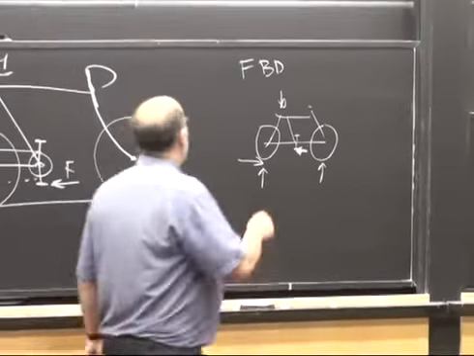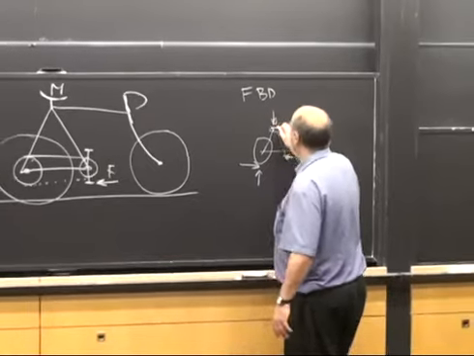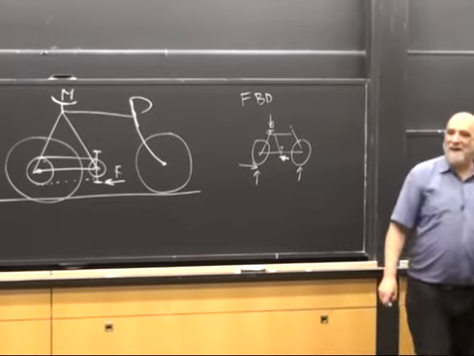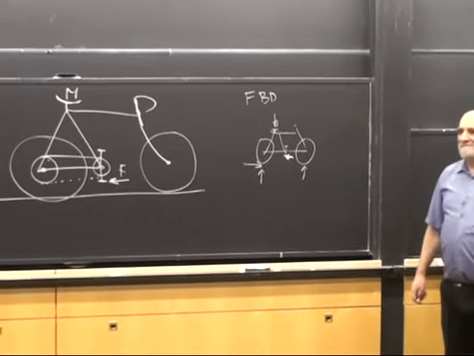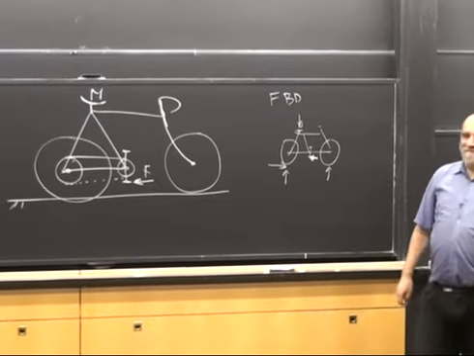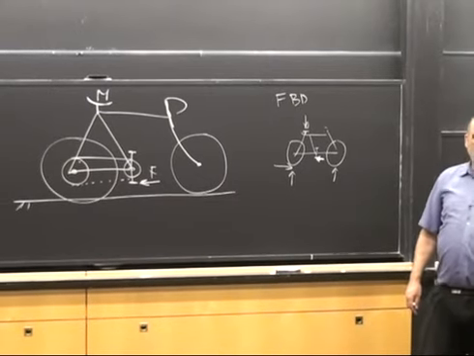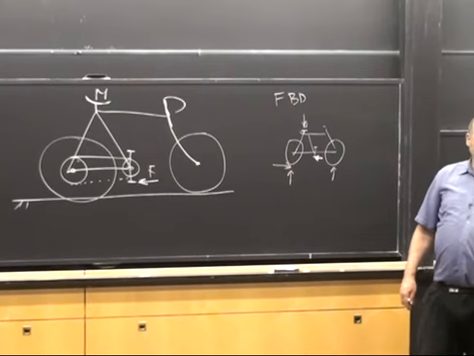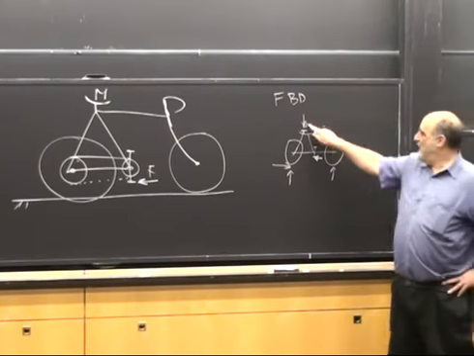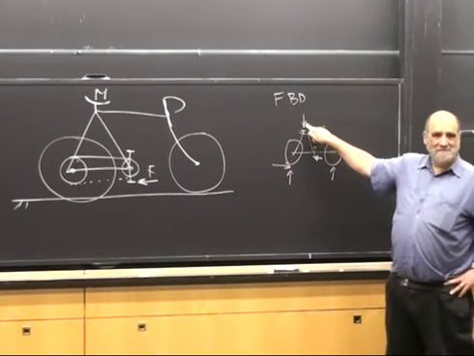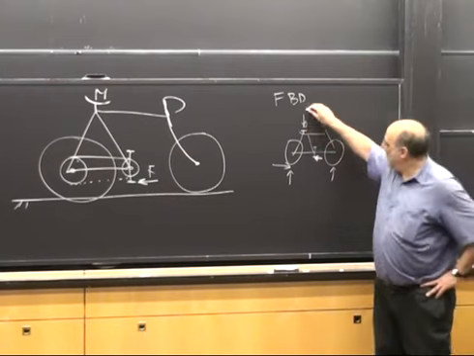Okay, so the question is: is this a free body diagram of the bike or the bike and the rider? Let's say it's the bike and the rider. There's the weight on the bike, and then the rider's weight, which is bigger. So now the arrow gets bigger.